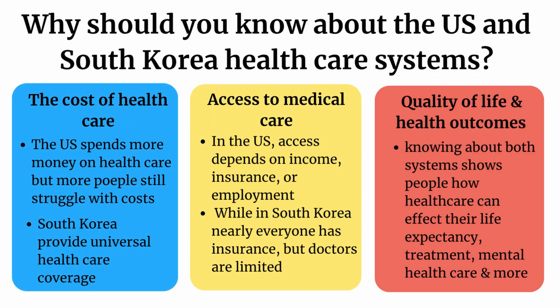Next, why should you know about the U.S. and South Korea healthcare systems? The cost of healthcare. The U.S. spends more money on healthcare, but more people still struggle with costs. South Korea provides universal healthcare coverage. Access to medical care. In the U.S., access depends on income, insurance, or employment. While in South Korea, nearly everyone has insurance, but doctors are limited. Quality of life and health outcomes. Knowing about both systems shows people how healthcare can affect their life expectancy, treatment, medical health care, and more.